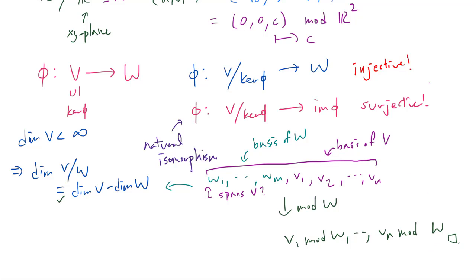And to no longer digress and go back to this natural isomorphism, what this is telling us is that if V is finite dimensional, dimension of V minus dimension of kernel of phi is equal to dimension of image of phi. And of course, this is exactly the rank nullity theorem once again.